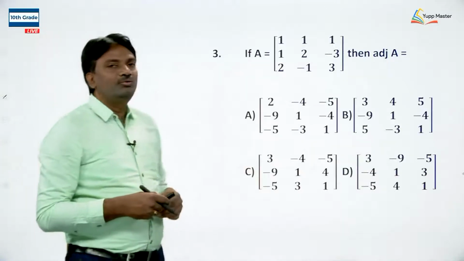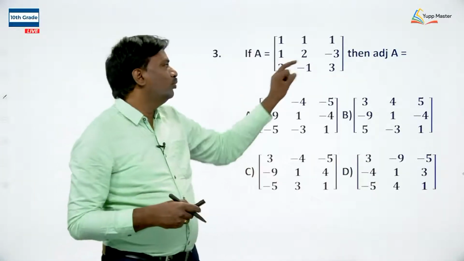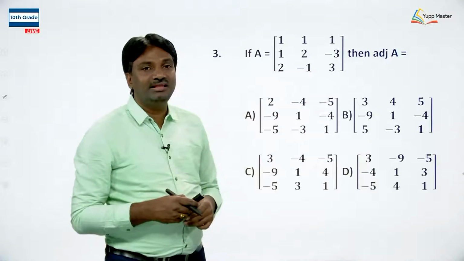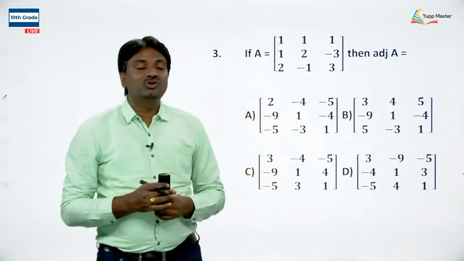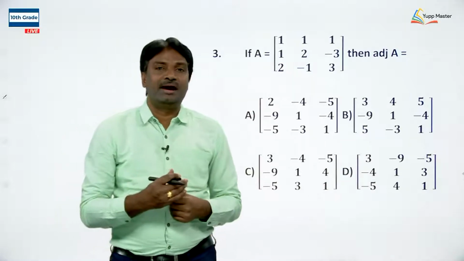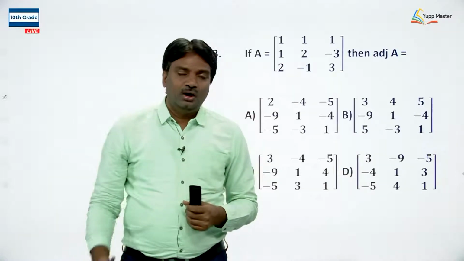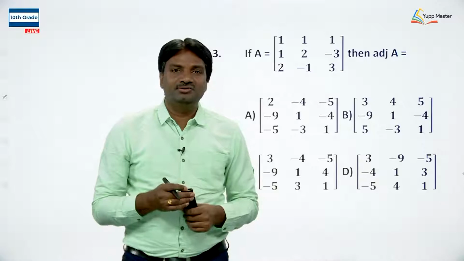Next, if A equals 1 1 1, 1 2 minus 3, 2 minus 1 3, then adjoint A equals, so these are the options. By observing, this is a 3 cross 3 matrix. So we know how to find the adjoint of a 3 cross 3 matrix.